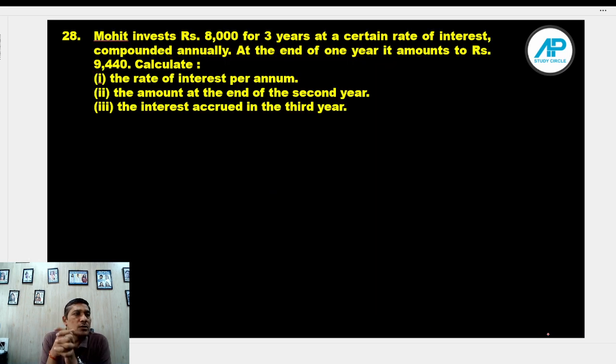The next one: invest rupees 8,000 for 3 years at a rate of interest compounding annually. At the end of 1 year, now again the same question. I've got the value of the principal and the amount at the end of 1 year.